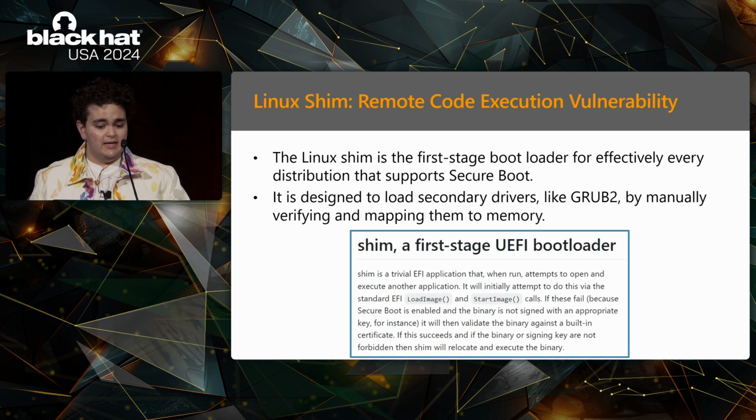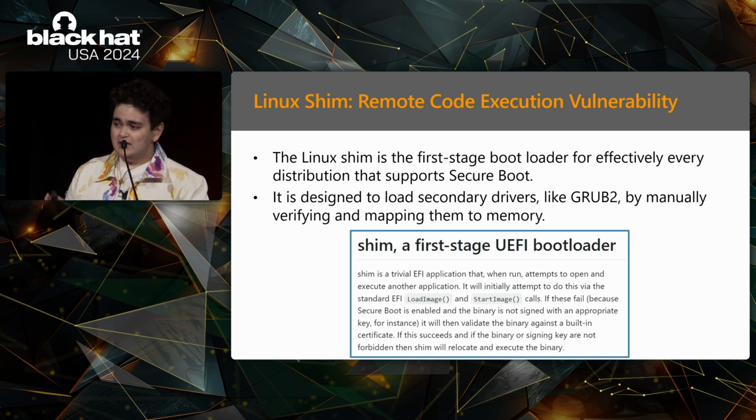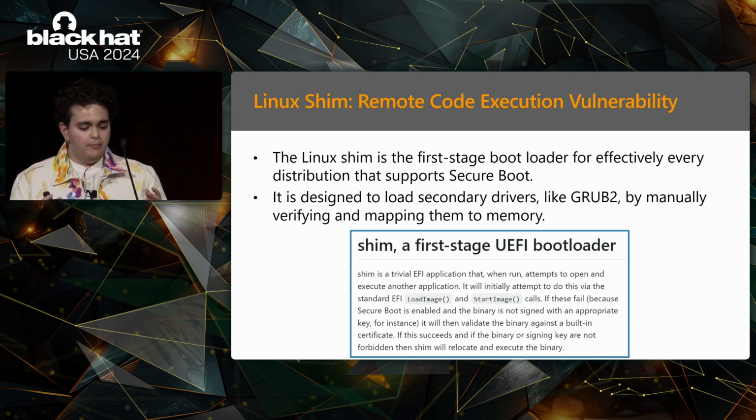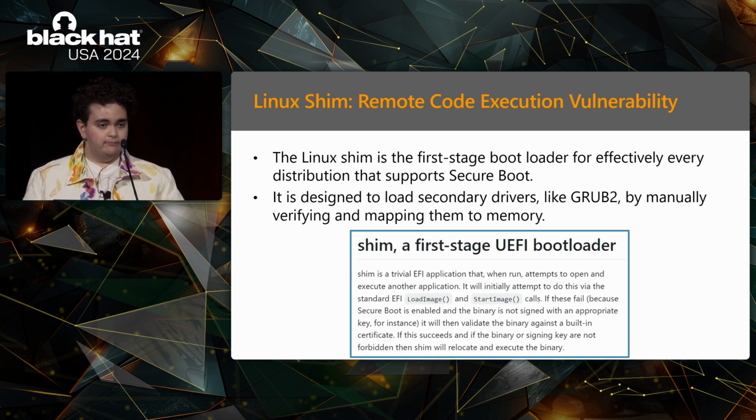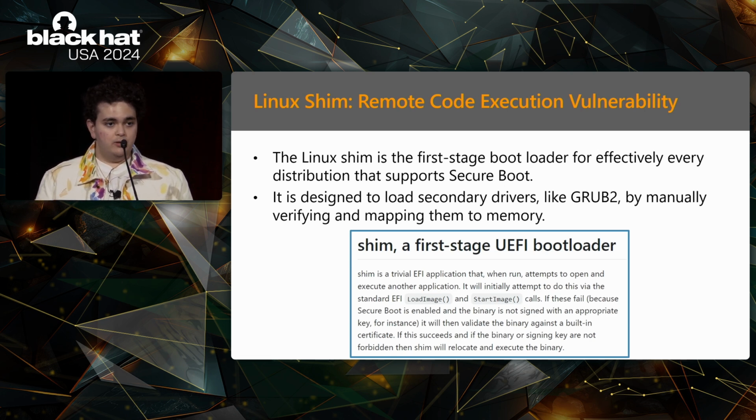Now, going to the UEFI CA, let's talk about the Linux shim. The Linux shim is a first-stage bootloader for effectively every distribution that supports Secure Boot. And it's designed to effectively load secondary loaders like GRUB by verifying them and mapping them into memory. And the way it works is that the shim actually contains the Linux distribution certificate. So the Linux distribution signs their own images, and then they include the certificate in the shim, which is signed by the UEFI CA. And this allows them to sign their own images in the future and load them using the shim.